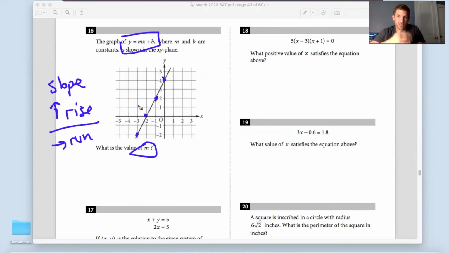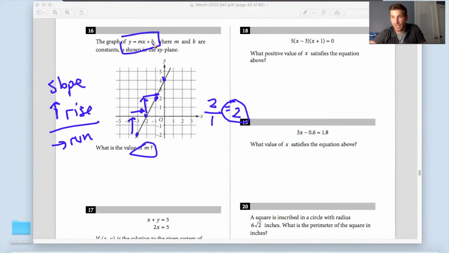Sometimes they will hit you with different increments, like an increment of 3 versus an increment of 1. Just want to pay attention to that so you don't make a common error. So this goes up, let's say, what does it go? It looks like it goes up 2, and it goes over 1. I'm going to double check. It goes up 2, goes over 1. Yep. So it's going to be 2 over 1, which means my slope will then be 2.